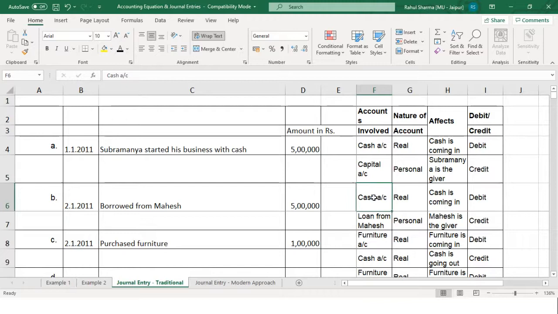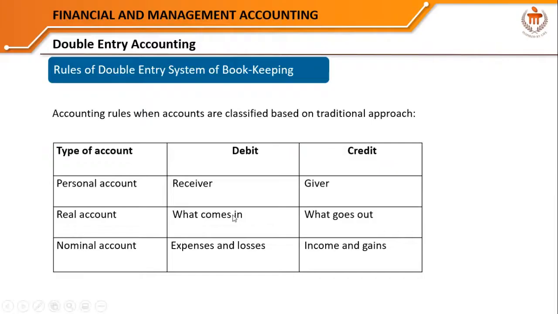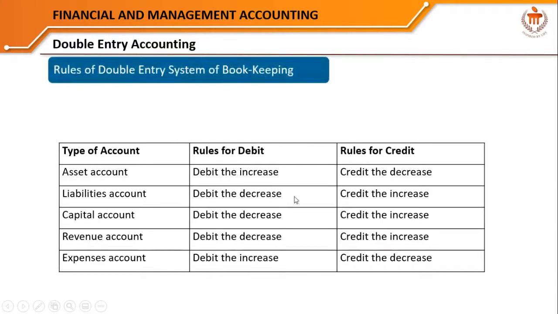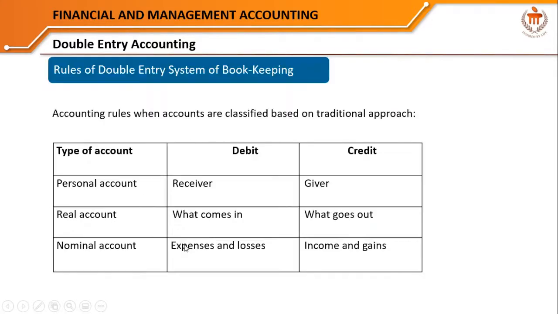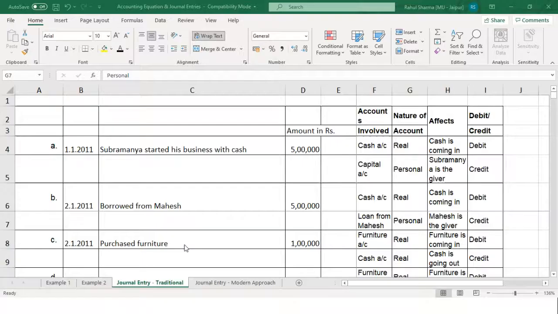What I'm getting is a loan from Mahesh. No issues, I'm taking a loan, but that loan actually represents Mahesh. So my loan from Mahesh is again my personal account, and the rule of personal account says debit the receiver, credit the giver. So Mahesh, because he is giving me, I credit him because he's the giver, and it goes for the credit.